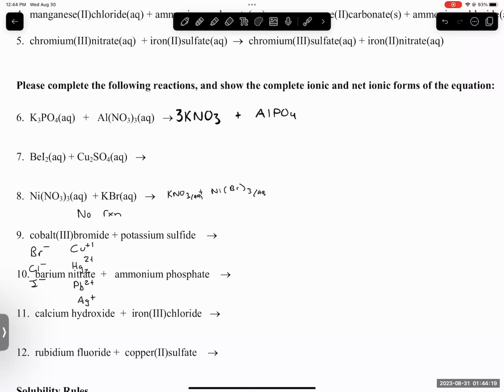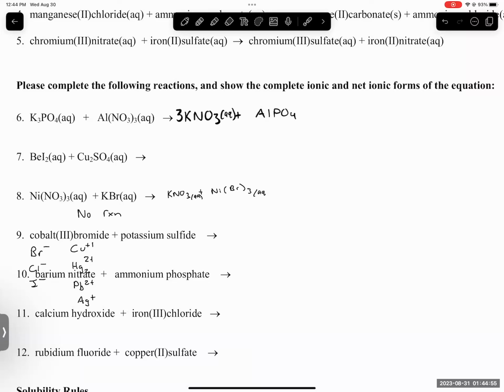Yes, so potassium is a group 1 metal. We know that group 1 metals form salts that are always soluble. Always. It doesn't matter if it's with the most insoluble anion, group 1 metals are always going to have soluble salts. And nitrate also forms soluble salts all the time. So KNO3 is ultra soluble, because you have soluble on potassium's end, and nitrate is also very soluble when it's in a salt. So KNO3 is aqueous.